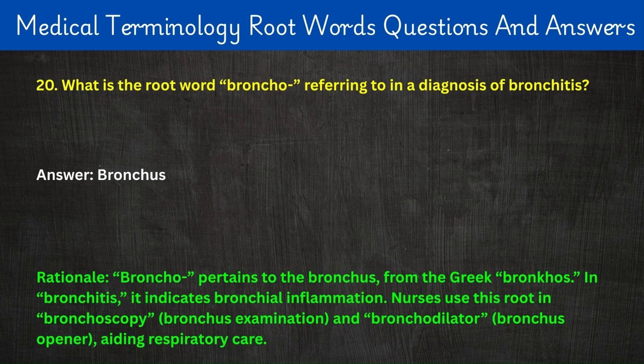20. What is the root word broncho- referring to in a diagnosis of bronchitis? Answer: bronchus. Rationale: Broncho- pertains to the bronchus, from the Greek bronchos. In bronchitis, it indicates bronchial inflammation. Nurses use this root in bronchoscopy, bronchus examination, and bronchodilator, bronchus opener, aiding respiratory care.